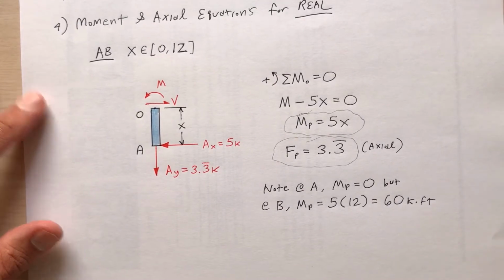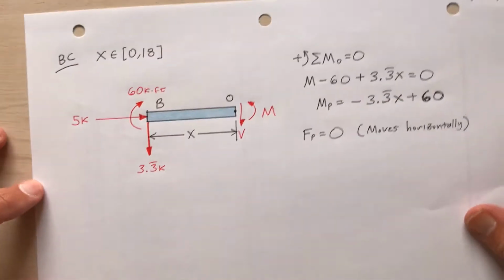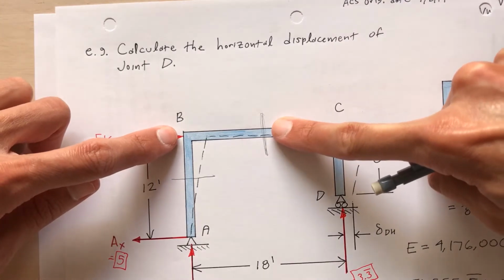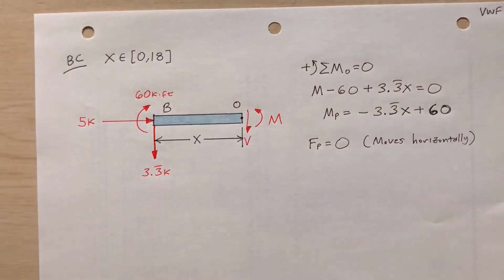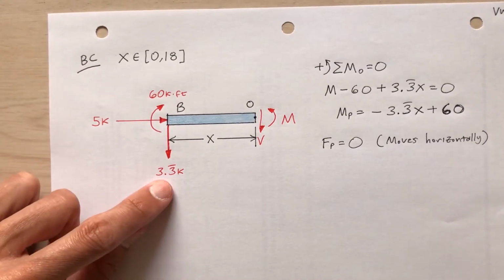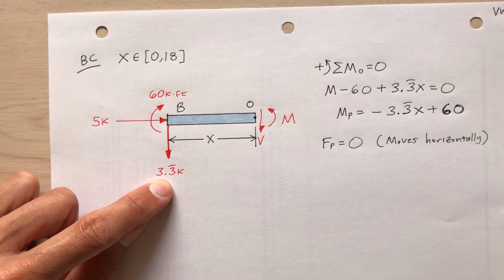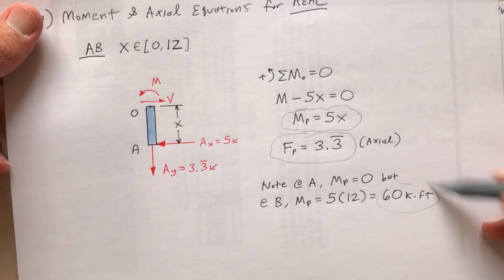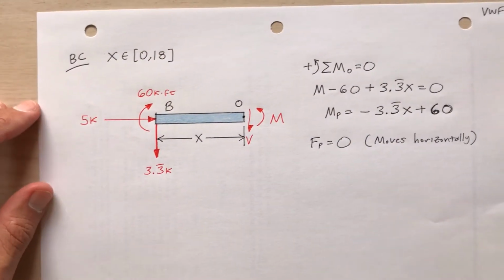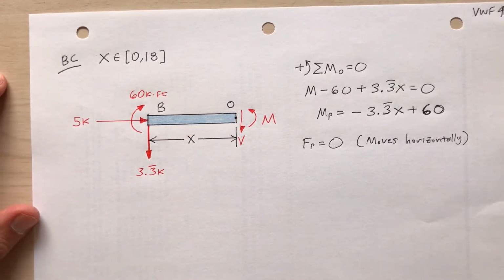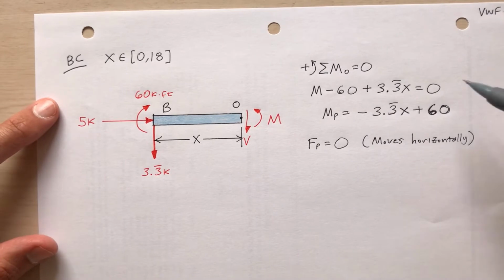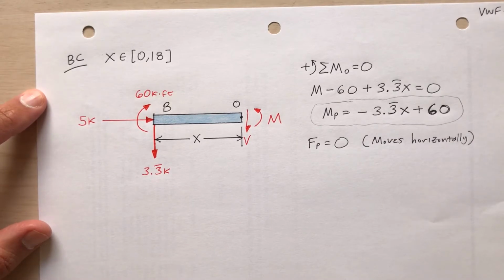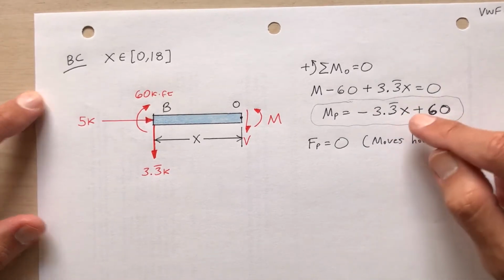Okay, so where that meets BC, here's BC. Okay, so I'm making a cut in here. Analyze this between my fingers. Okay, so BC, here it is. 3 1/3 kips. That's from A sub Y. The 60 kip foot, that carries over from this analysis of AB. 60 kip foot. Okay, equilibrium about point O. M minus 60 plus 3 1/3 X. So right here, you've got the equation for internal bending moment. Now notice that if X is 0, this will be 60.